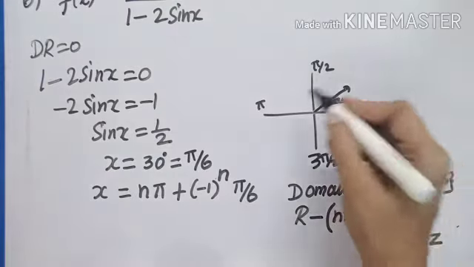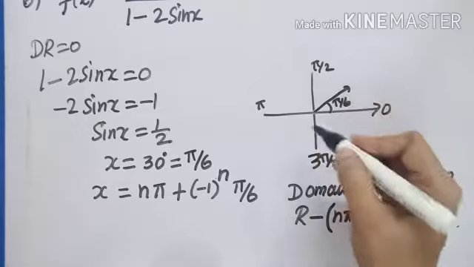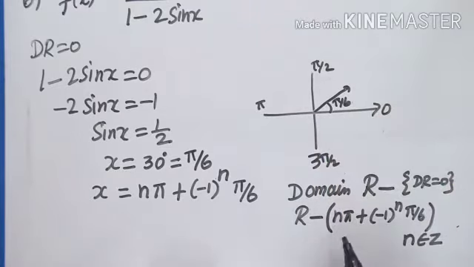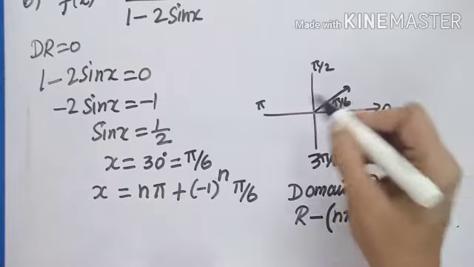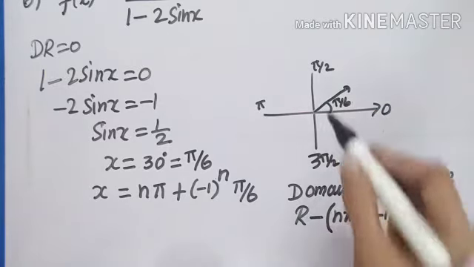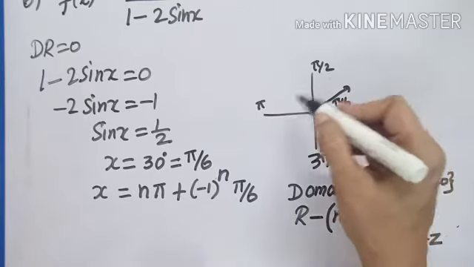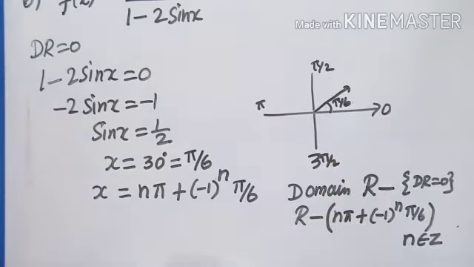N, I said rounds. 1 round, 2 rounds, 3 rounds like that. I cannot make half a round and all. So n tells me how many rounds I make. I can go clockwise, so it is negative. I can go anti-clockwise, so it is positive. So generally we say n is an integer. So this question deals with trigonometry. This formula alone we will study in detail in the trigonometry chapter.